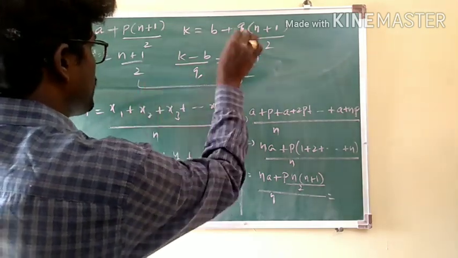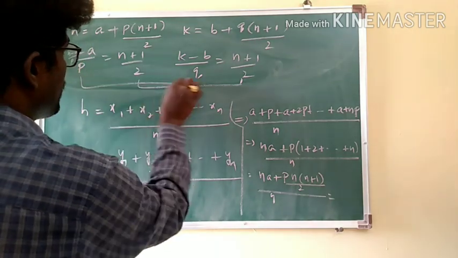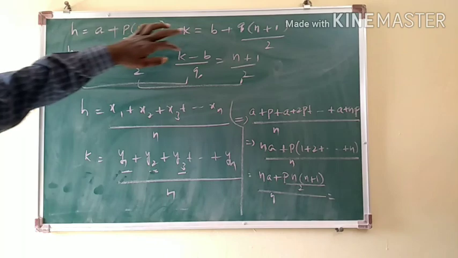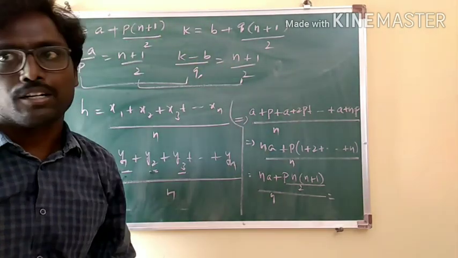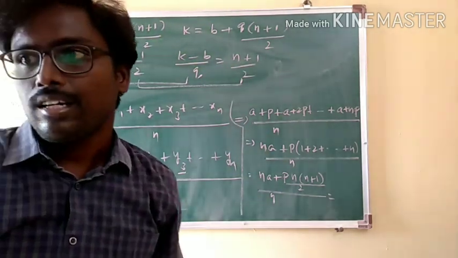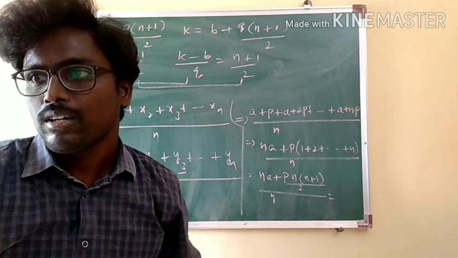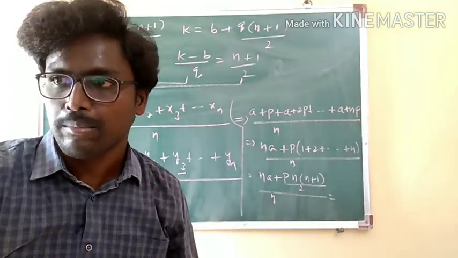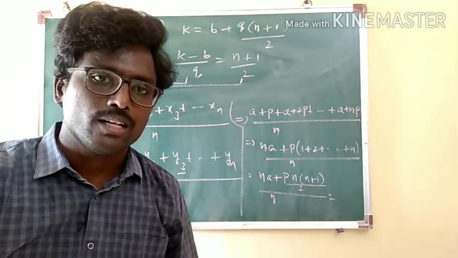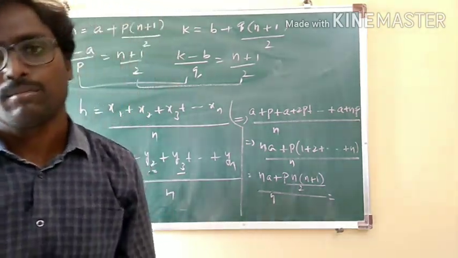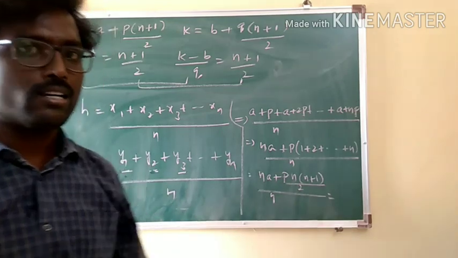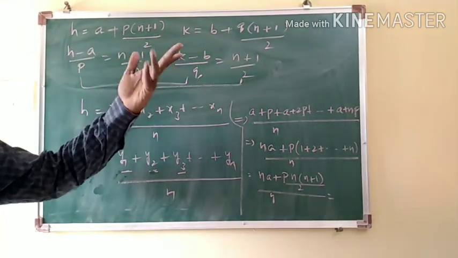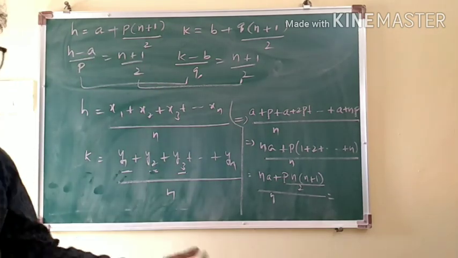See, both the right hand sides are equal, so the left hand sides also will be equal. So what locus are we getting? h minus a by p is equal to k minus b by q. Otherwise you can write x minus a by p is equal to y minus b by q. What is the reason? When you eliminate h comma k, you will be writing in terms of x comma y. So the final equation of the locus is x minus a by p is equal to y minus b by q. On cross multiplication you will be getting the required locus.